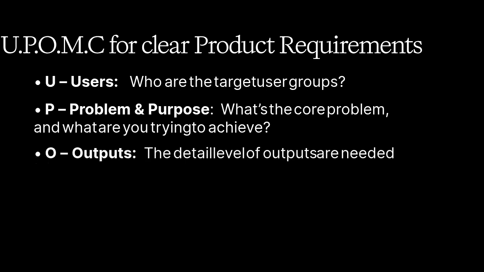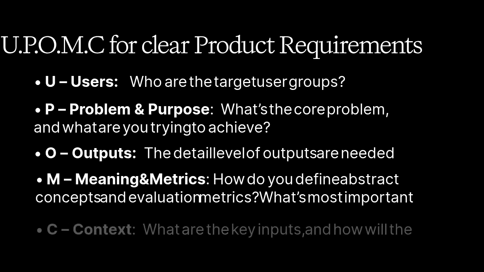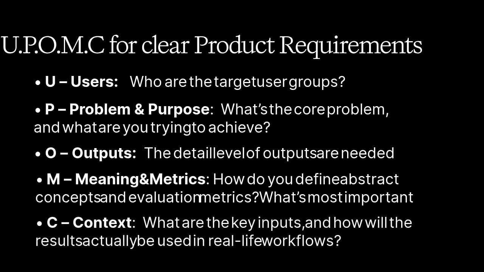O, outputs. What detail level of output is needed? At what level? How often? Granularity. M for meaning and metrics. How do you define abstract concepts or evaluation metrics? What's the most important one? The only one. Last, C represents context. What are the key inputs? And how will you actually use the result in the future workflow?